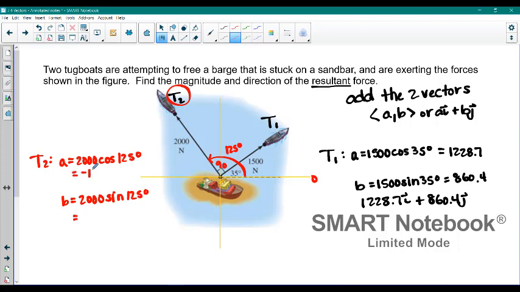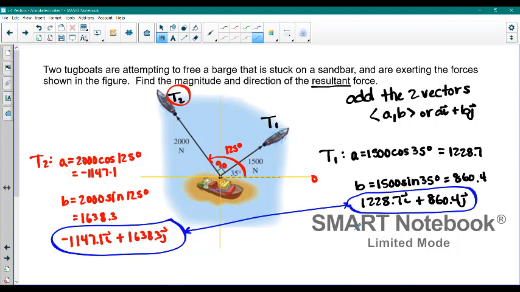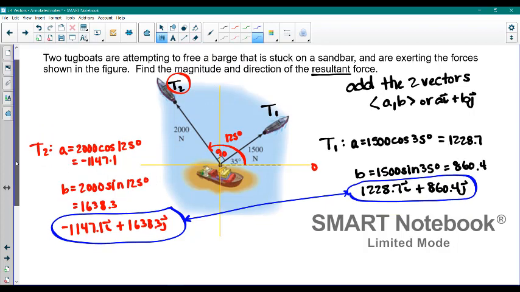So the horizontal component is negative 1147.1, and the vertical is going to be 1638.3. In IJ form, negative 1147.1 vector I plus 1638.3 vector J. So we need to add the two tugboats together to get their resultant magnitude and direction of the force.